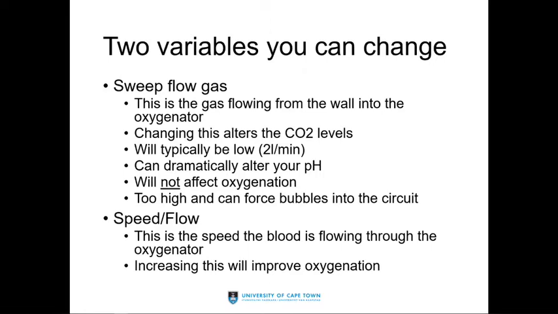And then the other variable that you can change is the speed of the pump spinning, and hopefully that would alter the flow rate. And that's the speed of the blood flowing through the oxygenator. And if you put more blood through the oxygenator, you improve the oxygenation. Okay. That's often limited by the size of the cannulas you've got and the volume status of the patient potentially.